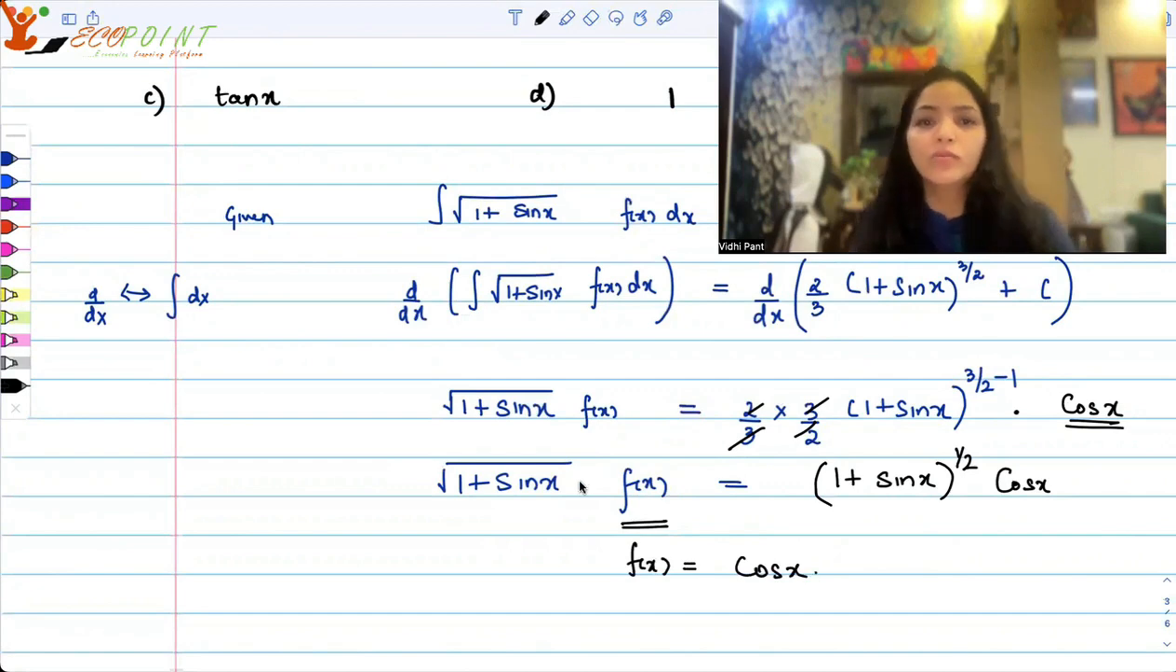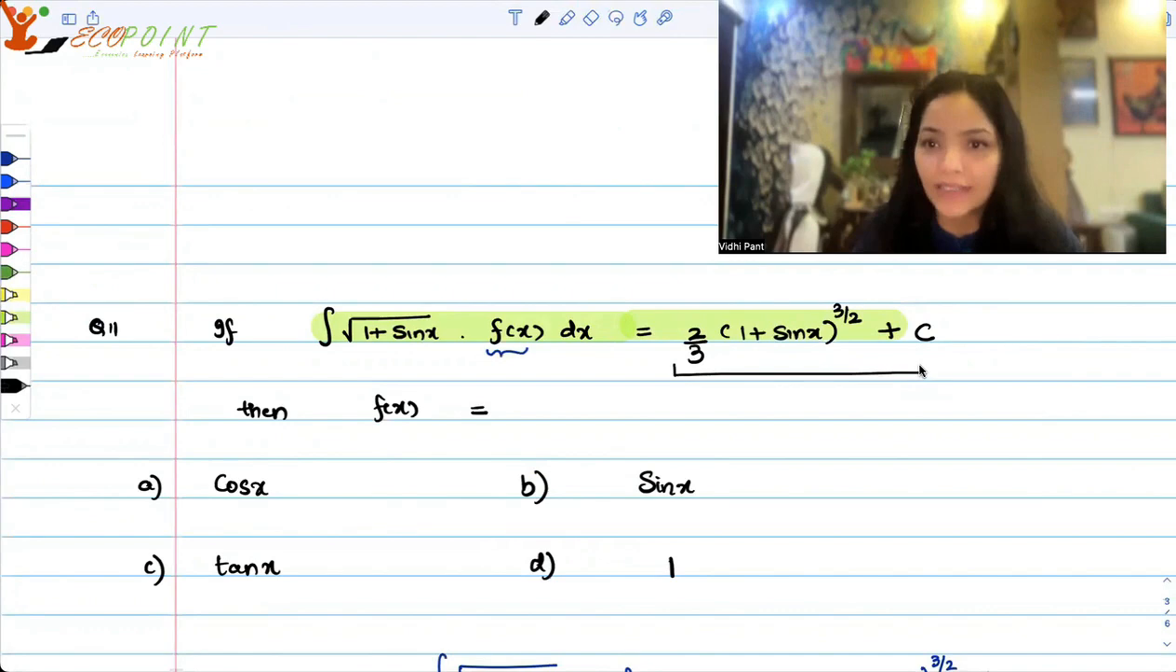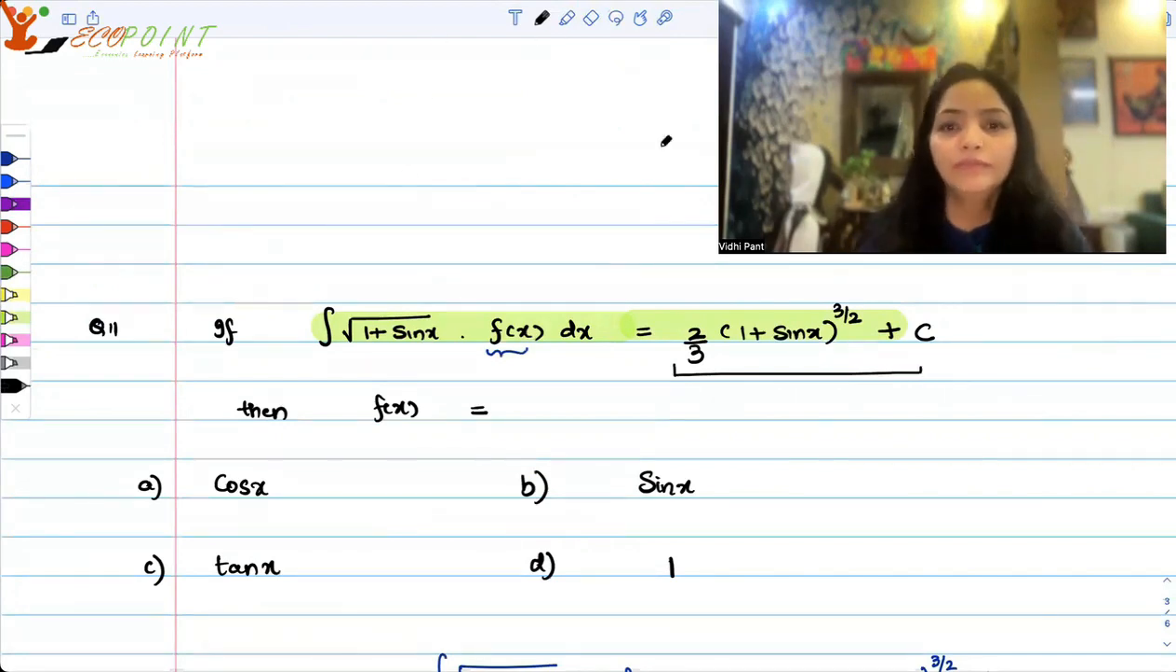This is something that you could have directly seen from the options also, because if you would take f(x) as cos x, then you can easily make the substitution and integrate, and this is the answer that you will actually get. So cos x is the correct answer here.